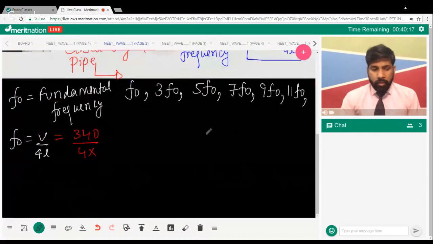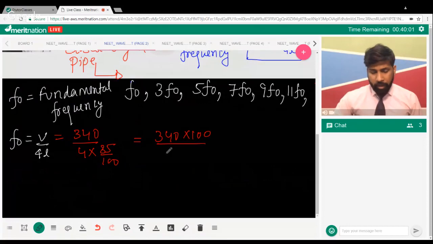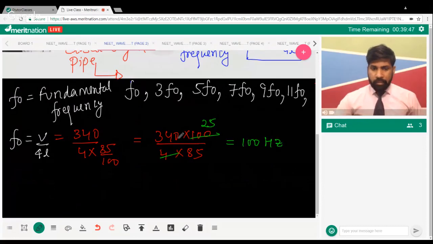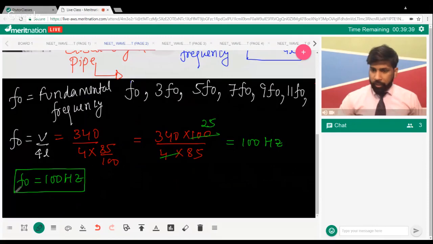But we need to take it in terms of the SI unit, that is meter. So 85 centimeter, or I can say 0.85 meter, or simply we can also take 85 by 100. We can take any one of them. So this is 340 into 100 divided by 4 into 85. Students, what about 100 by 4? Simply here, this is 25 now. After solving, we are getting here 100. Please cross check. So the fundamental frequency is 100. That's great, good, awesome. So we got the value of f naught as 100.